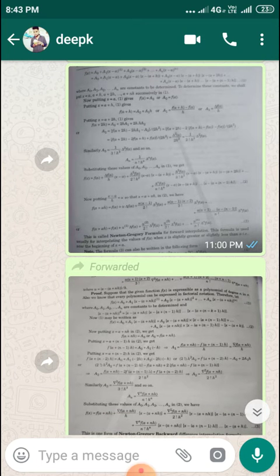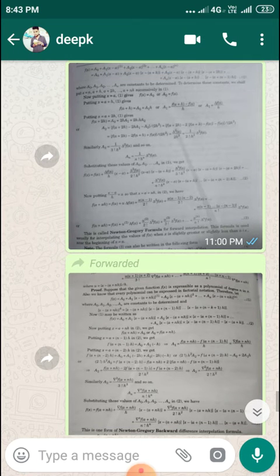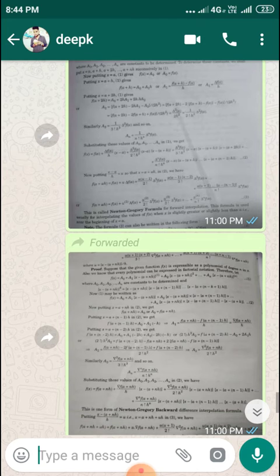In a similar way, we put x is equal to a plus 2h, x is equal to a plus 3h. When we put x is equal to a plus 2h, then we get the value of a2. After solving this term, we get the value of a2 is equal to 1 upon factorial 2 h square delta 2 f(a). In a similar way, a3 is equal to 1 upon factorial 3 h cube delta cube f(a), and so on. Similarly, an would be 1 upon factorial n h to the power n delta n f(a).